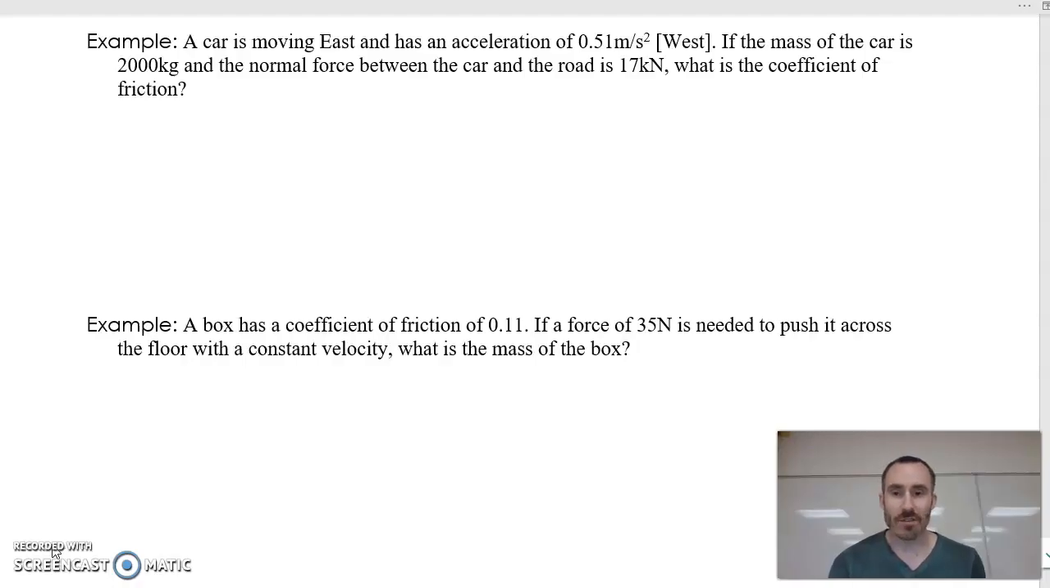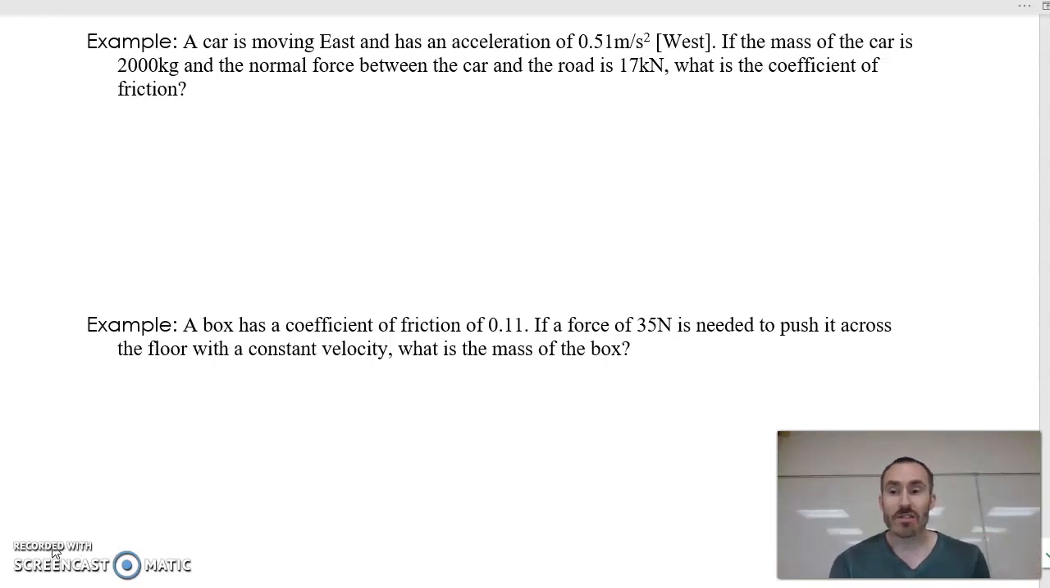Let's do a few examples here. A car is moving east and has an acceleration of 0.51 meters per second squared west. First of all, what does that mean? It was moving east, it's accelerating west. That means it's slowing down, right? Its acceleration is how its velocity is changing. So if it was moving east and its velocity is changing toward the west, that means that it's slowing down.